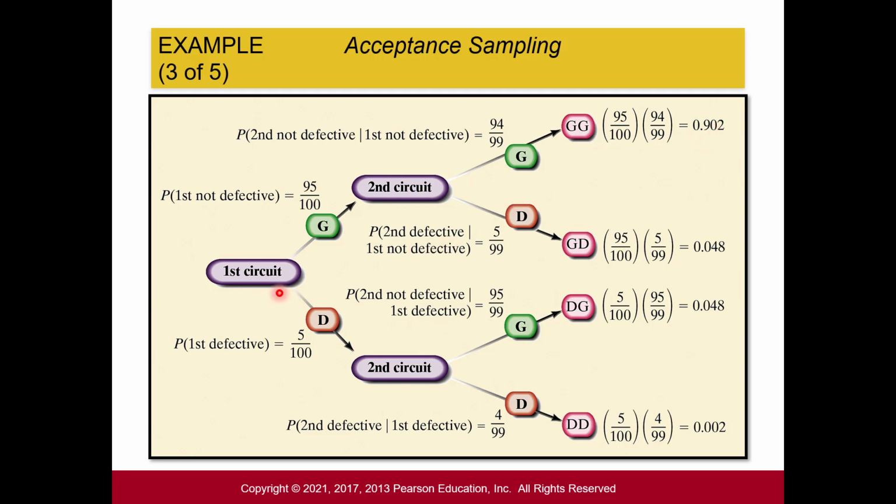So let's just look at another one. Let's say that the first circuit was defective, which is 5 out of 100. And let's say that the second circuit was also defective. If we already took 1 out of the bad 5, then there's only 4 left, so the probability is 4 out of the 99 remaining, and that's defective. That probability is the product of those two, and that would be a very unlikely event: 0.002, or about 0.2%, that both are defective.